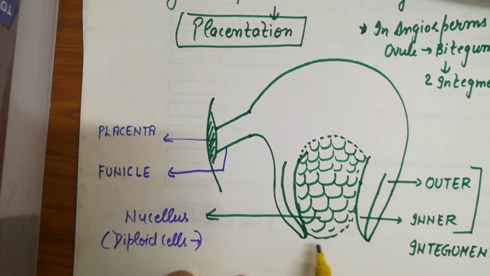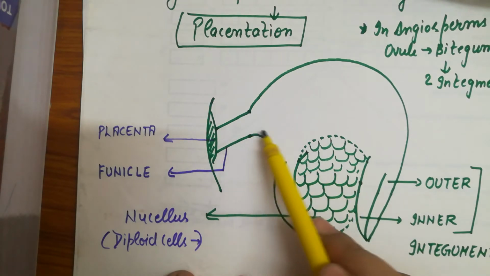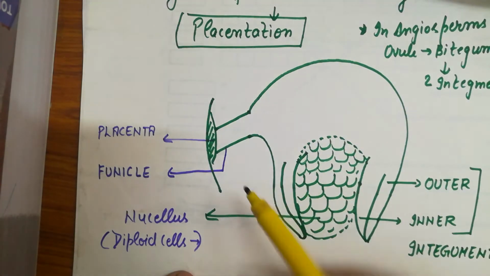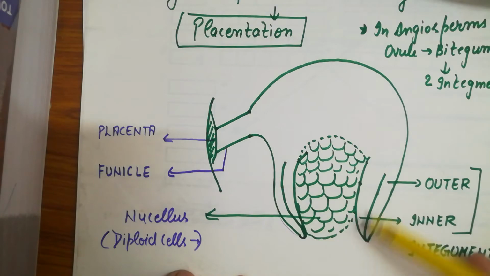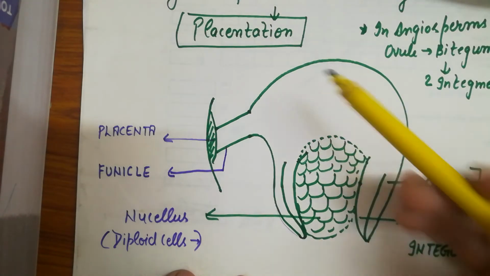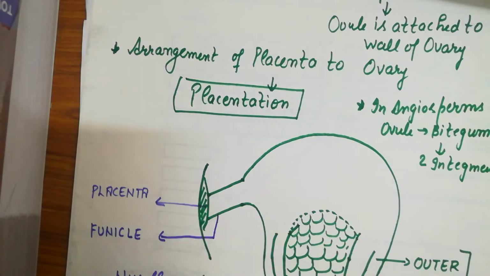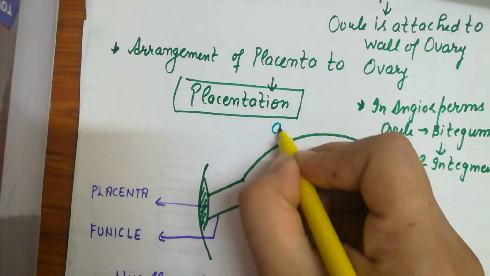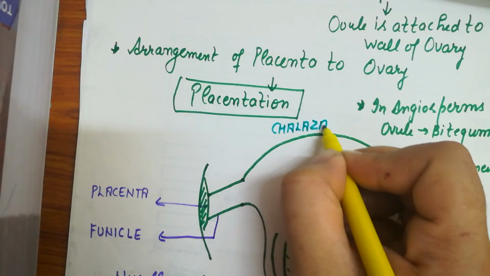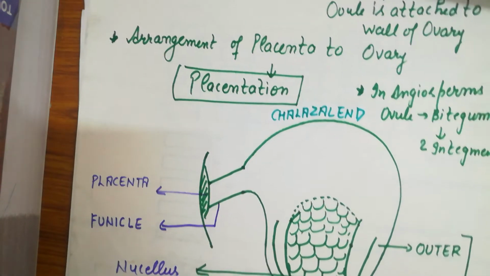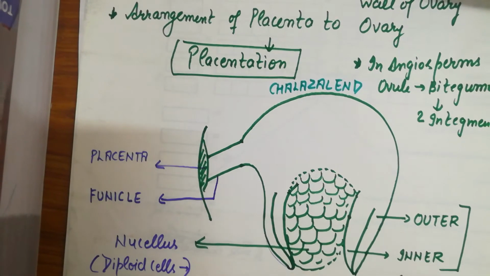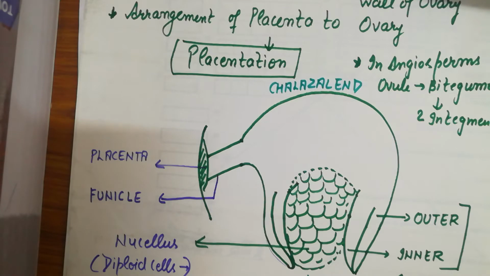Now, which is the micropylar end and which is the chalazal end? As you can see, the place from where the integuments are arising, from the upper side, moving like this, this end is called the chalazal end. And the end where there is a small opening is called the micropyle. That is called the micropylar end. Clear? So you can note it down also.